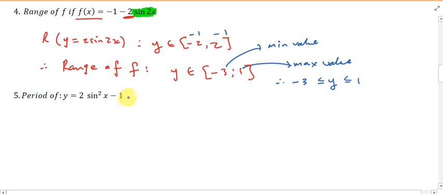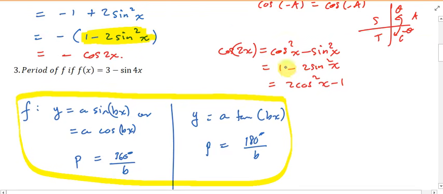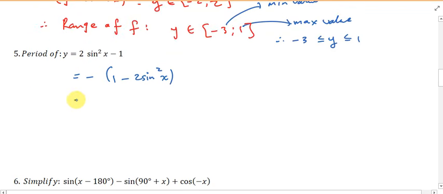We have y equals 2 sine squared x minus 1. The period of y equals 2 sine squared x minus 1. Now this is great because we have 2 sine squared x minus 1, and this looks like a double angle, but remember, not in that form. So if we take out a negative, then it will look like a cos double angle. So 1 minus 2 sine squared x, and as I've shown you in the previous question, remember your rule, 1 minus 2 sine squared x is cos double angle, right? So this is basically negative cos 2x.